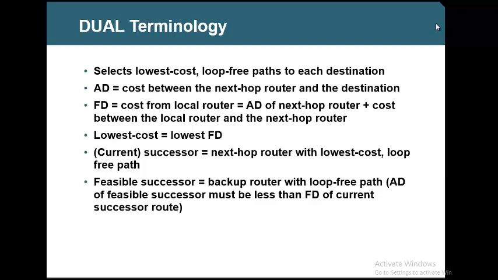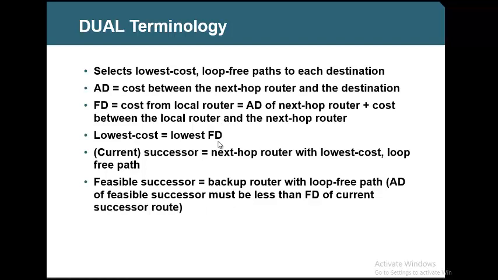That is what is called feasible distance. See, feasible successor is different, feasible distance is different. Feasible distance is nothing but the total distance. Now, we may have multiple paths, and each path's total distance will be different. The lowest cost total distance is called the lowest feasible distance.